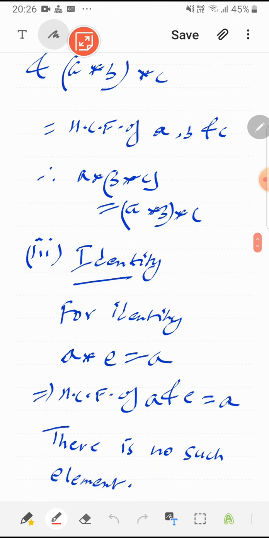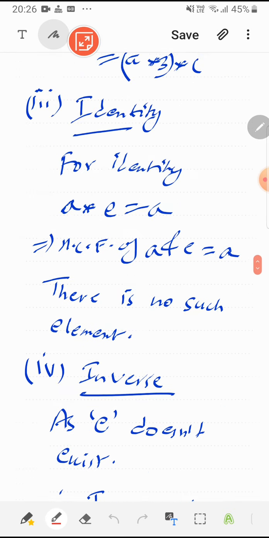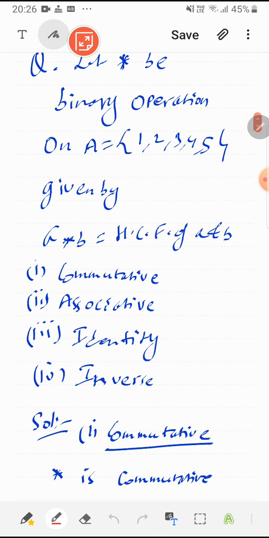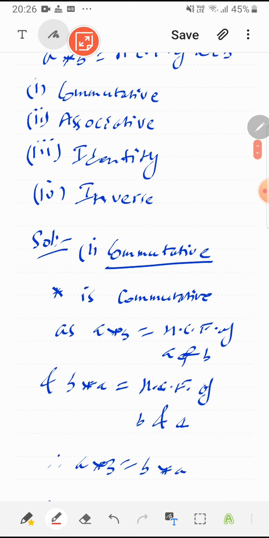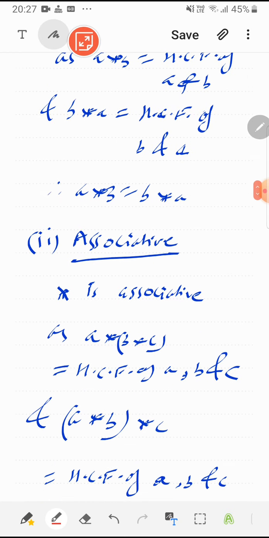Now if I remove this operation and replace it with LCM, then LCM on set A cannot be a binary operation because LCM of 2 and 3 is 6, which does not belong to this A. But if I replace A with natural numbers, then LCM of A and B is a binary operation. And then if we check the commutativity, associativity, identity and inverse, we can say LCM is also commutative. So star is commutative, LCM is associative.